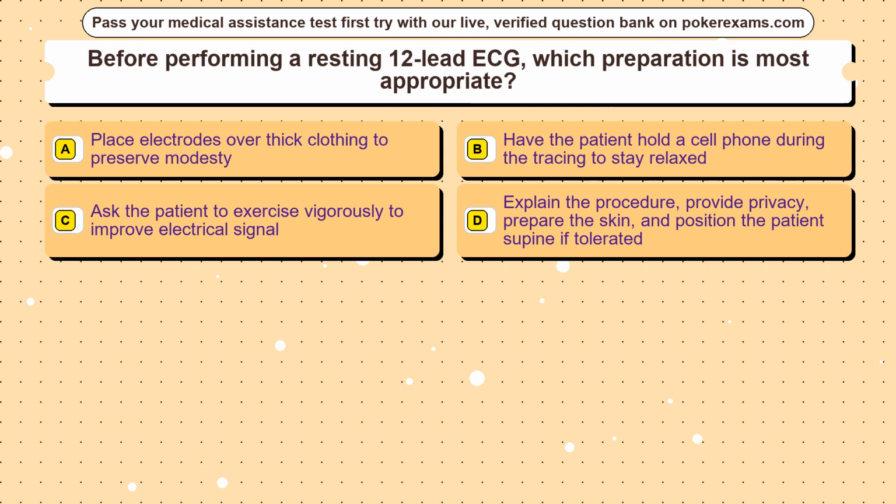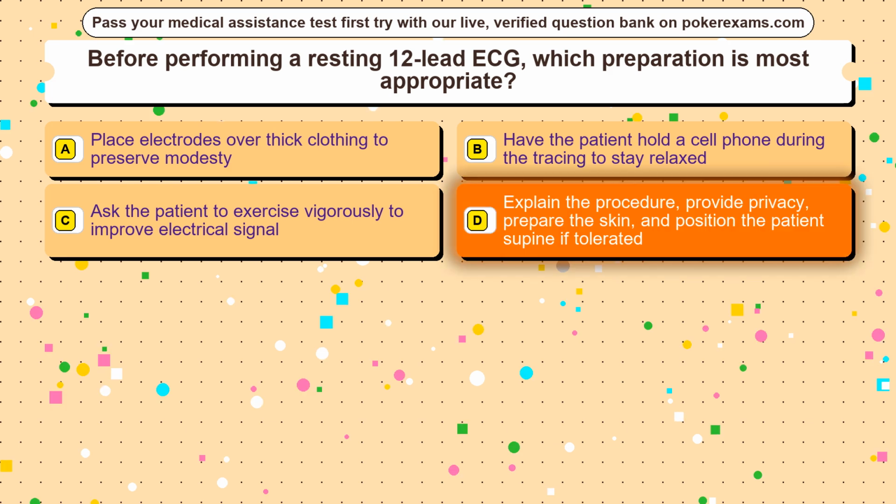Before performing a resting 12-lead ECG, which preparation is most appropriate? Option A, place electrodes over thick clothing to preserve modesty. Option B, have the patient hold a cell phone during the tracing to stay relaxed. Option C, ask the patient to exercise vigorously to improve electrical signal. Option D, explain the procedure, provide privacy, prepare the skin, and position the patient supine if tolerated.